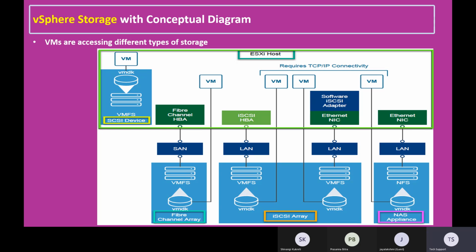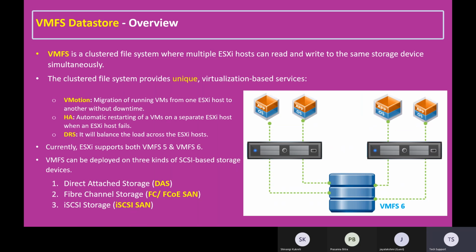Now let's start with the VMFS data store overview. We already know VMFS is one of the data stores, and we'll also talk about some additional points on VMFS. If you observe the diagram on the right side, we have two ESXi hosts and all the virtual machines stored on a data store. This data store name is VMFS. This is the usual icon for data stores, and I use the same icon for the data store. And this is VMFS version 6.